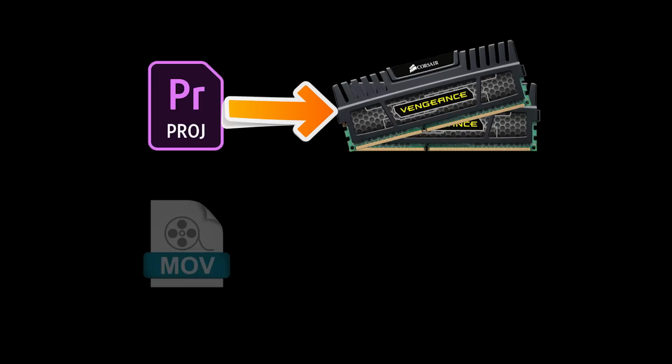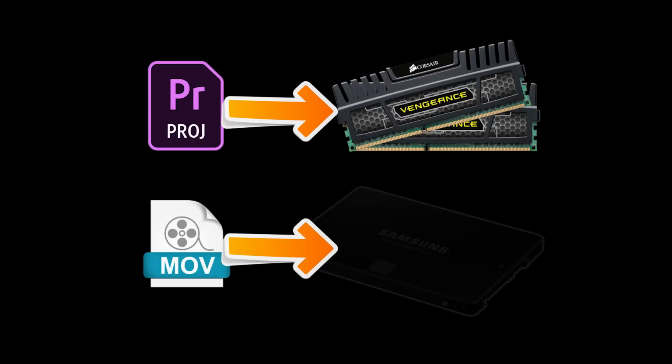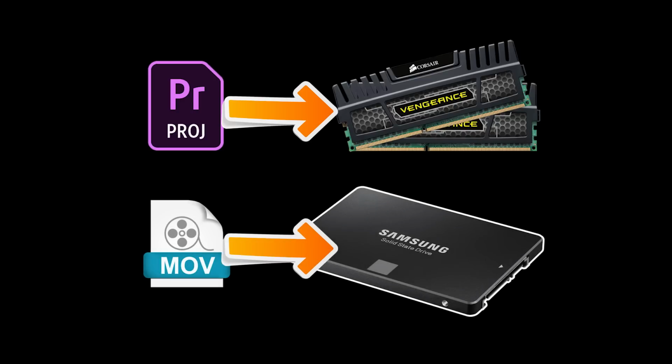Well, as of right now, when you're editing in Premiere Pro, the project file that you're working on is loaded onto the memory, or your RAM, but the files themselves are streamed from where they're saved on the storage disks. So if your storage devices aren't up to speed, it can create a huge bottleneck for the entire system.